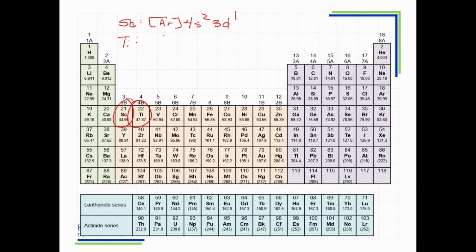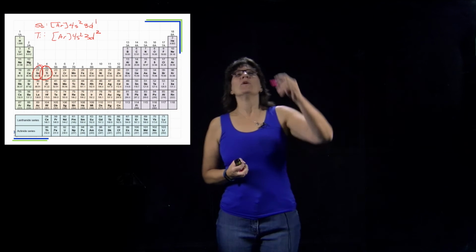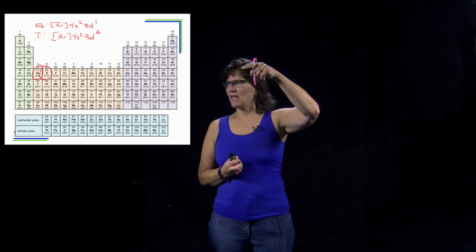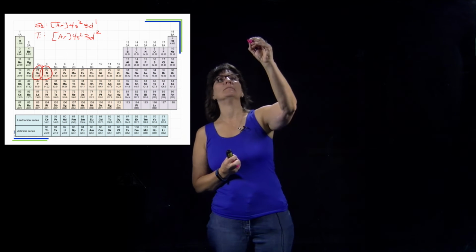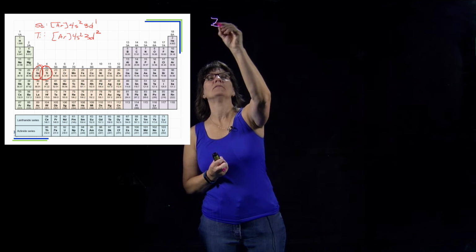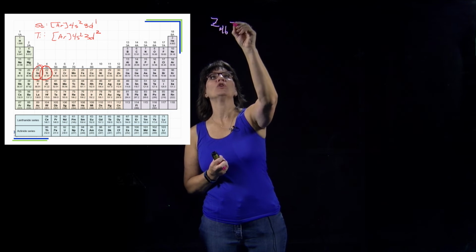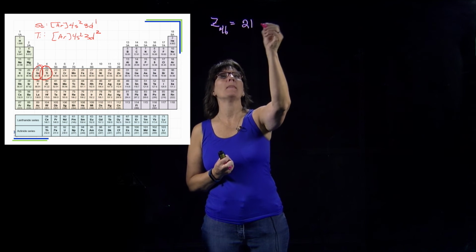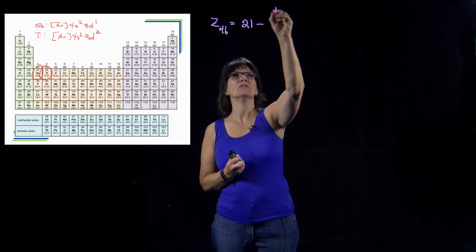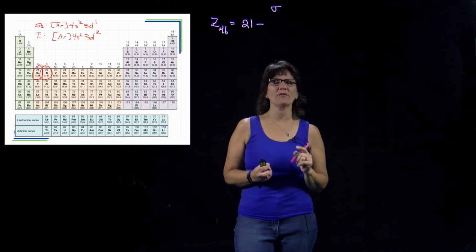Okay, titanium would be argon, 4s2, 3d2. All right, so let's do their shielding constants on the screen here. We've got a nuclear charge for scandium of 21. Z effective would be the nuclear charge of 21 minus the shielding, sigma. We have to figure out the shielding.